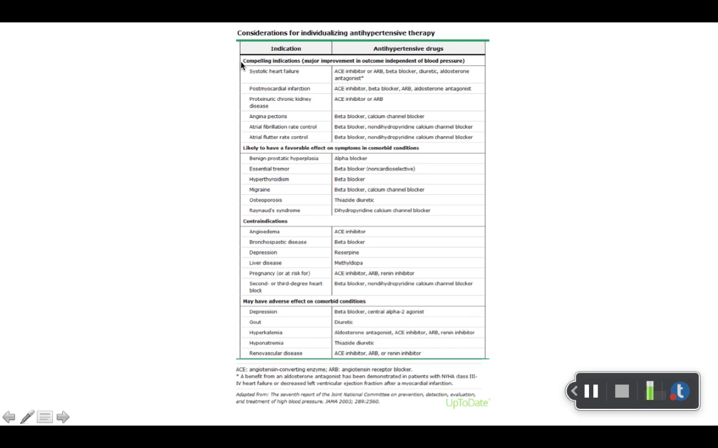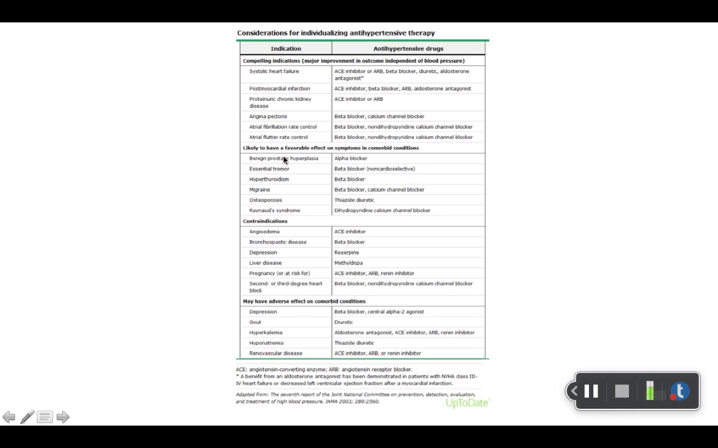It's good for testing purposes, but I want you guys to make sure that you know when there's a compelling indication to prescribe a certain class of medication. So if a person has angina pectoris, for example, having a calcium channel blocker or beta blocker on board is a compelling reason, because it benefits both diseases. It'll help with the angina pectoris, and it will help lower blood pressure, right?